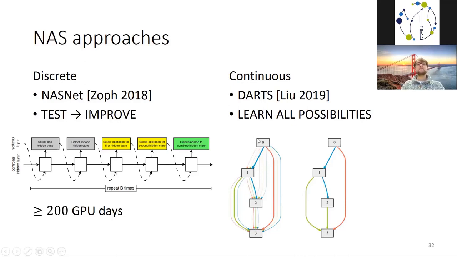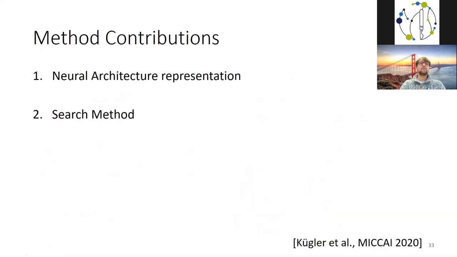But since all operations need to be in memory so the gradients can be propagated, it requires extremely high video memory numbers, just because all the values need to be stored in memory. So our method, AutoSNAP, has two contributions here. One, how do you represent the architecture? And two, how do you search for a better architecture?